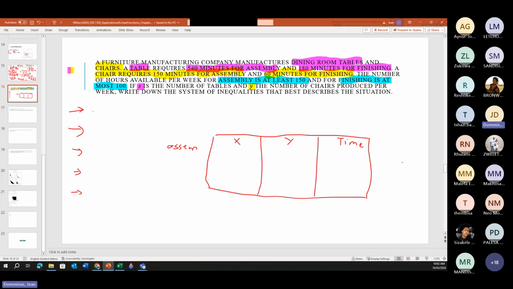Now again, I will add one of the things from stats where they tell us what those words, at least, at most, mean. At least means that you can't produce less than 150, so the minimum that you can produce is 150, so 150 or more hours. And then for finishing, they tell us at most, so you can't exceed 100 hours in the finishing. Okay, so that is the first two critical ones that we got out of here: assembly at least 150, finishing at most 100.